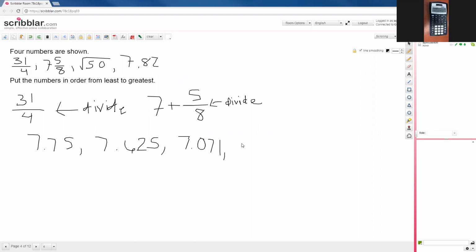So let's go ahead and finish this problem. We got all the decimals, so now we need to put it in order from least to greatest. So what is our smallest number for this problem? Okay, 7.625. We have two people saying 7.625.